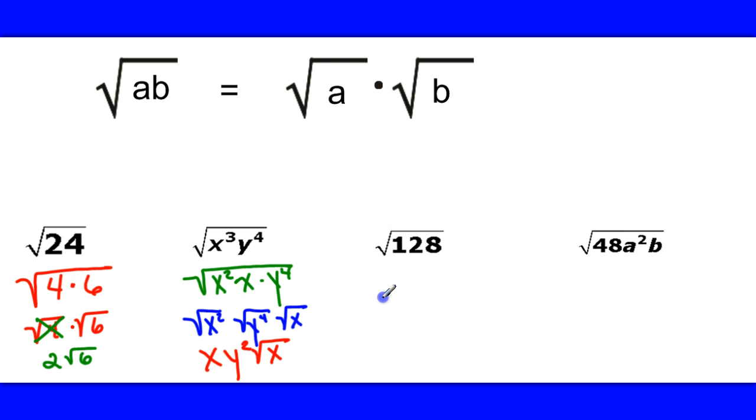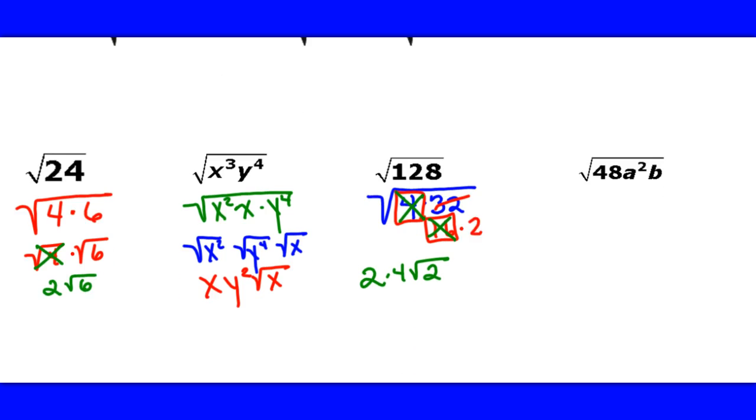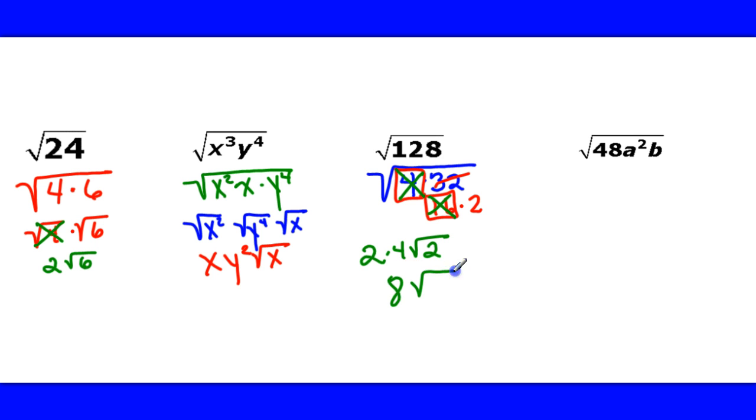So in this case, I know that 4 will go into here, but it'll go into here 32 times. Well, 32 is actually 16 times 2, isn't it? This is a perfect square, and this is a perfect square. Okay? So I can take the square root of 4, which is 2. I can take the square root of 16, which is 4. That comes out front. And what I am left with underneath the radical sign is a 2. And 2 times 4 is 8. So this would be 8 radical 2.